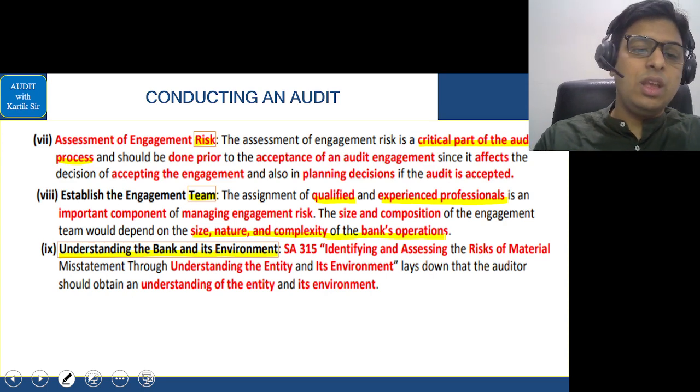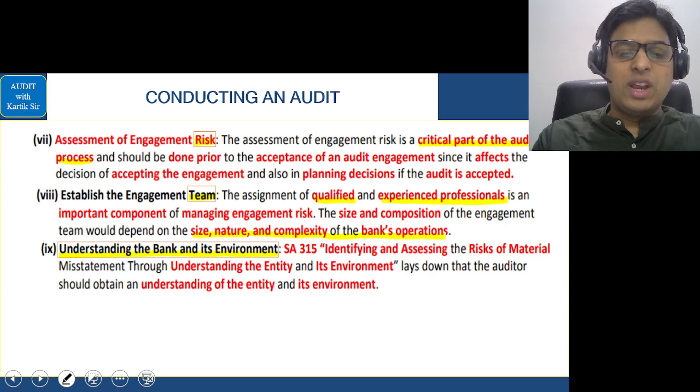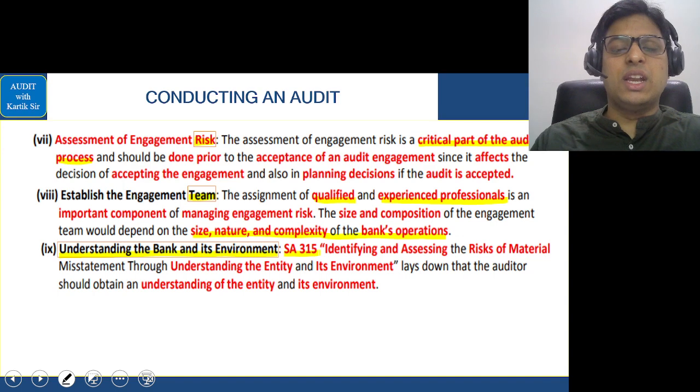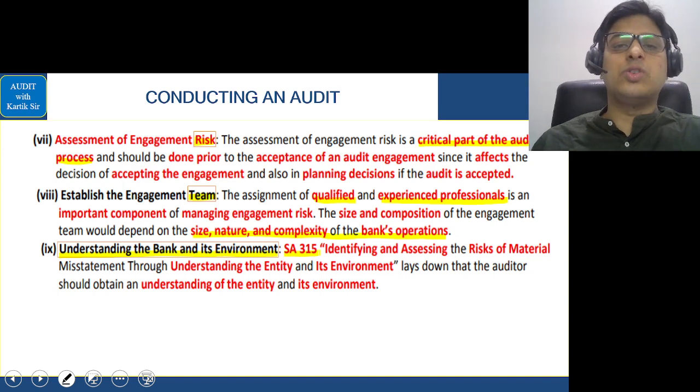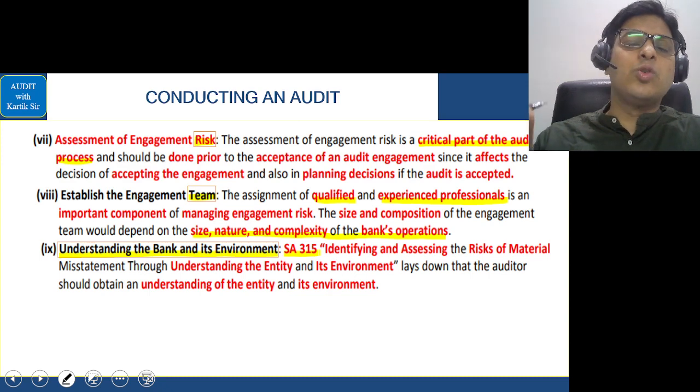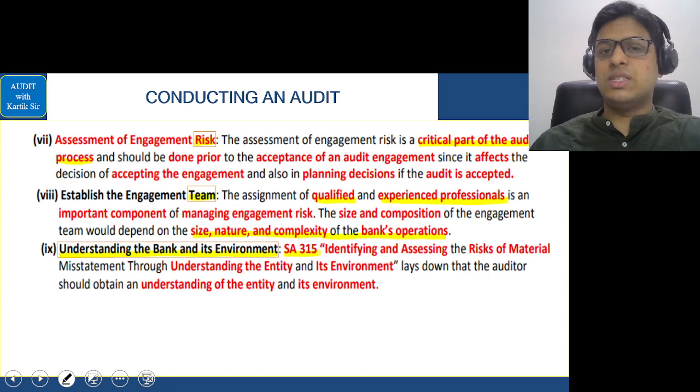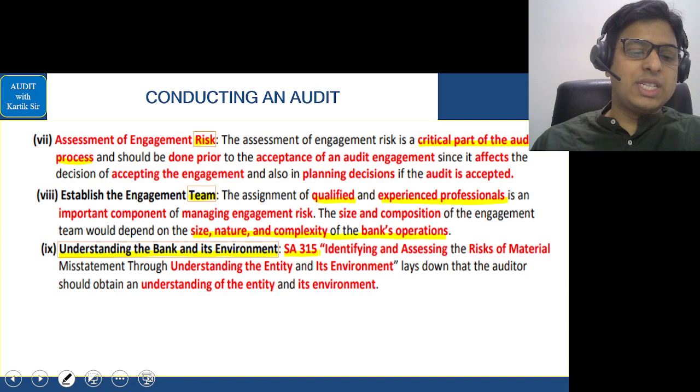Simple. Understanding the entity and its environment, you know very well. SA 315, the name is identifying and assessing the risk of material misstatement through understanding the entity and its environment. So the auditor should understand the entity and its environment. And you know this very well. Comfortable? Okay. That is basically the first one.